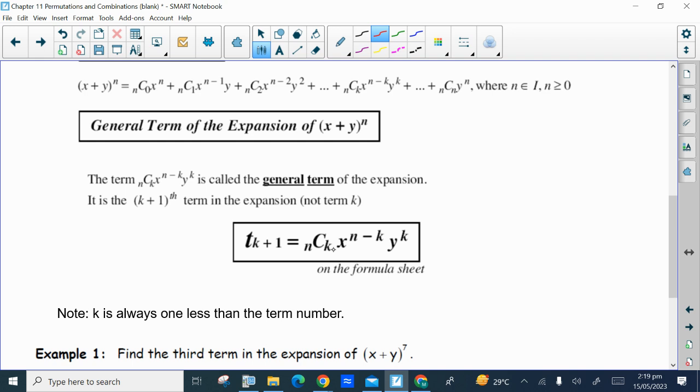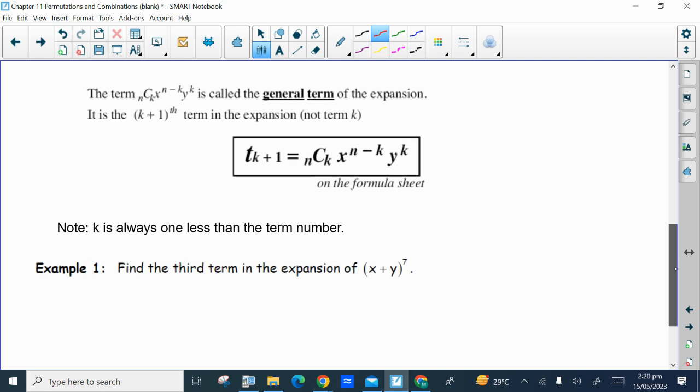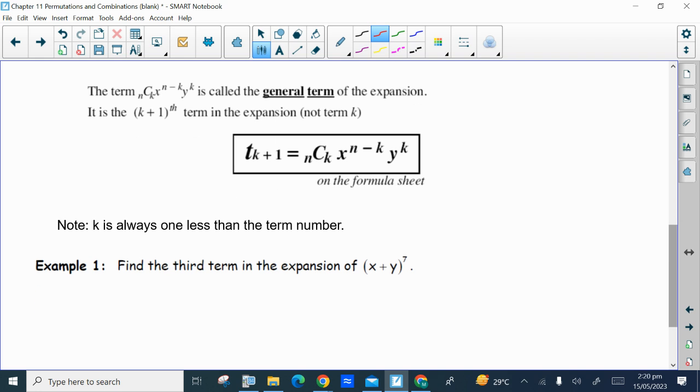So notice that this general equation involves n, which is the number that you're choosing from, and then k. And this equation is used for the k plus first term of the expansion. So we're going to see how you determine what k is. n is the power on the binomial. And we're going to see that k is always one less than the term number, because you see, if you want to find the third term of an expansion, k has to equal 2, because we have the t sub k plus first term.